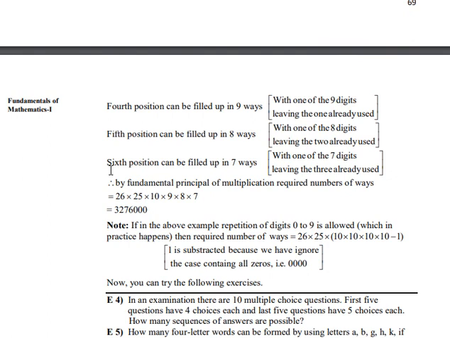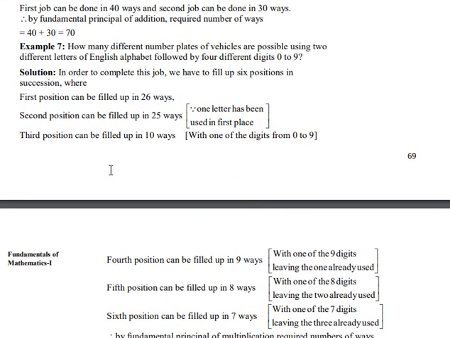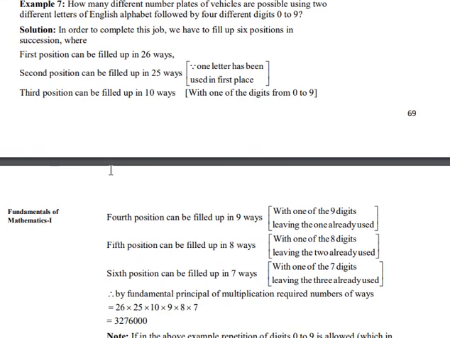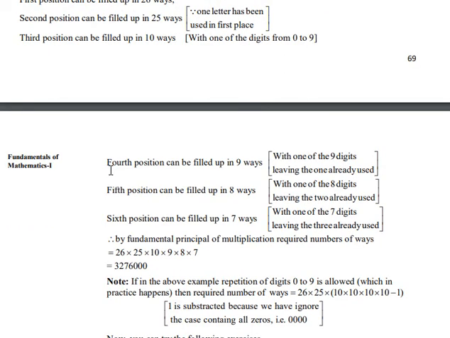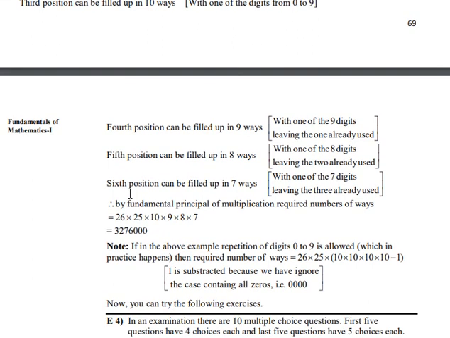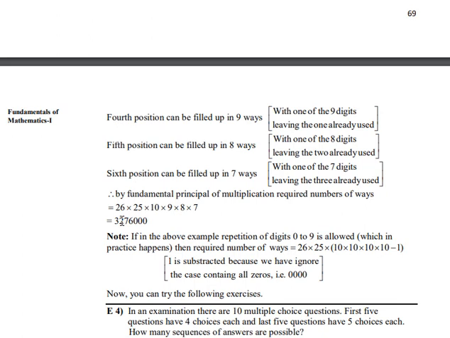Now the fundamental principle of multiplication: we have to select the whole number plate, wherein you have to select the first two alphabets and the last four numbers. So this is completely one simultaneous combination that you have to do. Had it been just one letter, it could have been 26 plus 25 plus 10 plus 9 plus 8 plus 7. Now since it is a full combination, it would use the principle of multiplication. So the number is this.